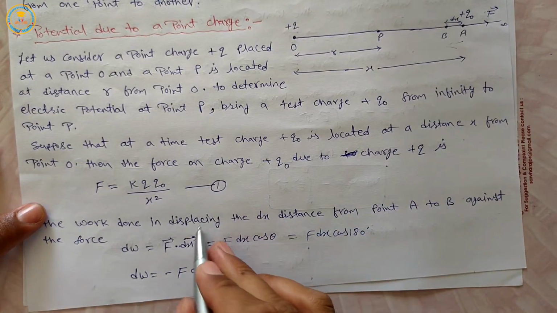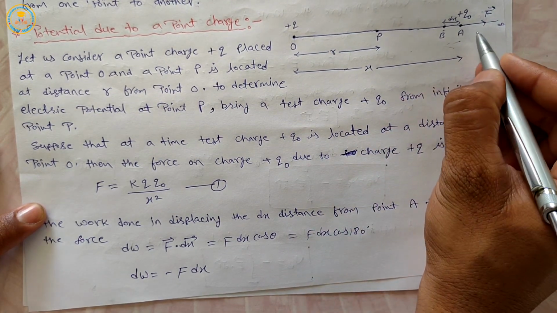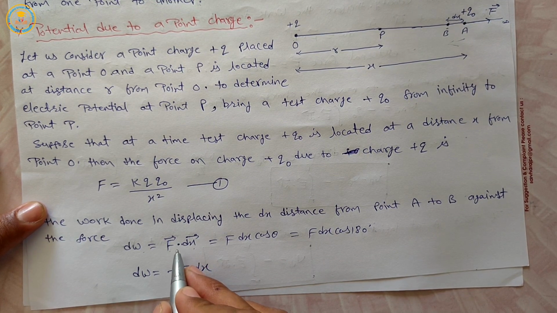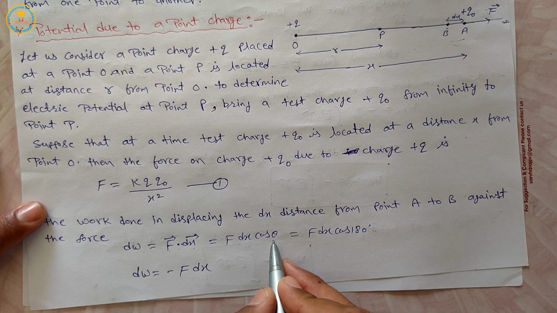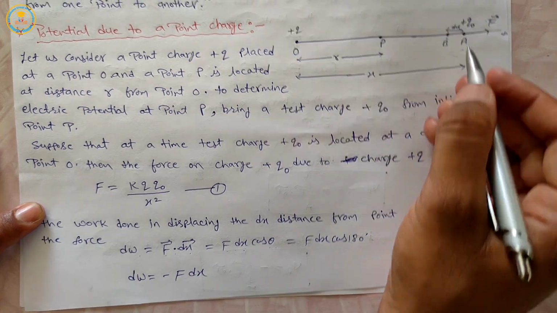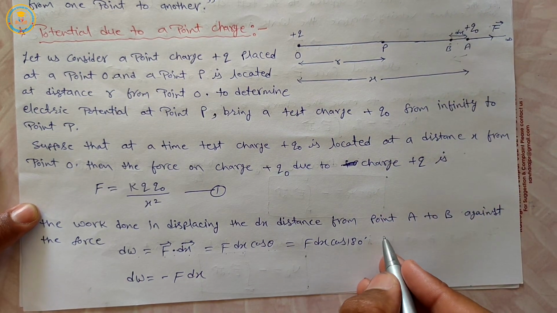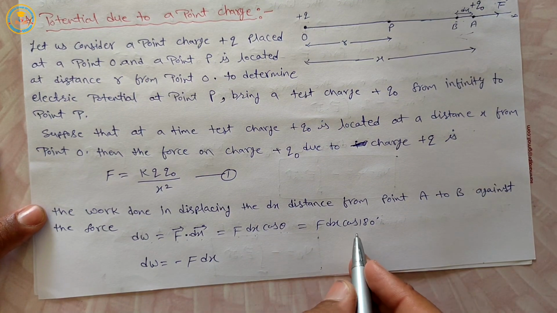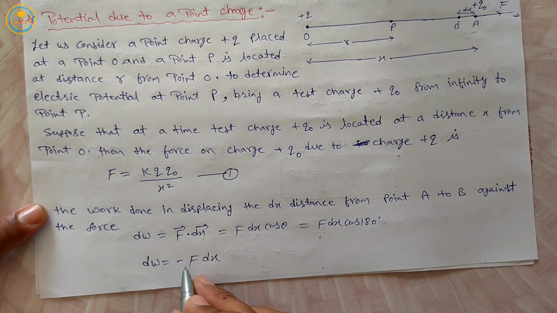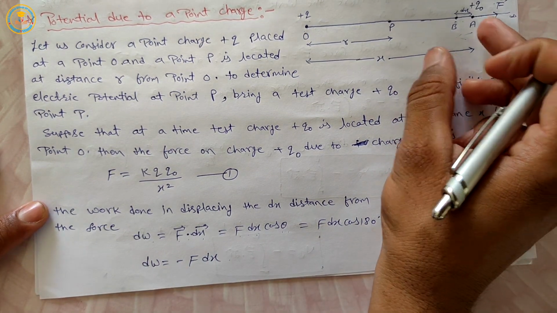The work done in displacing the distance dx from point A to B against this repulsive force, dW is equal to force dot displacement. If we remove the dot product, then F dx cos theta, where theta is the angle between the direction of F and dx vector. We know the angle is 180 degree, and the value of cos 180 degree is minus 1. Then dW is equal to minus F dx. This is the work done in displacing the distance dx.